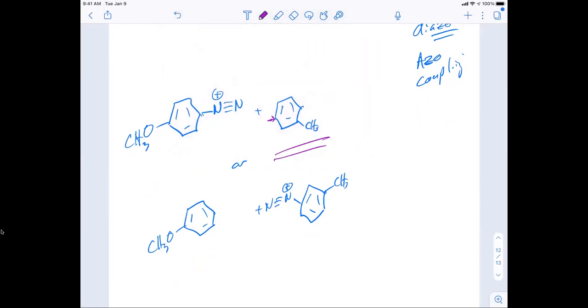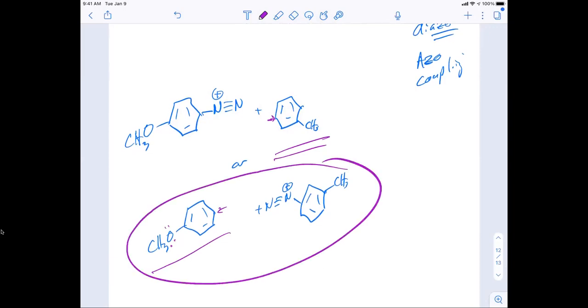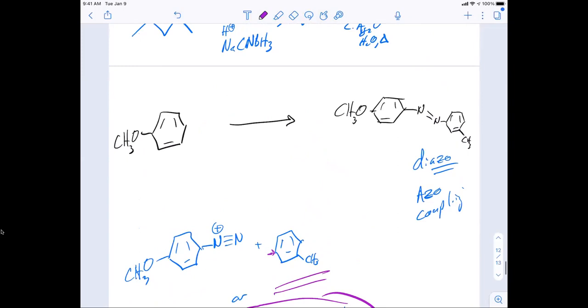No. Does it have a lone pair that makes it very activated? No. How about this one? Do we have a lone pair on the oxygen? Yes. Would it add to the para position? Yes. So therefore, the second set is what I want to use. And so the only thing I need to add to this is the diazonium salt with that meta arrangement.